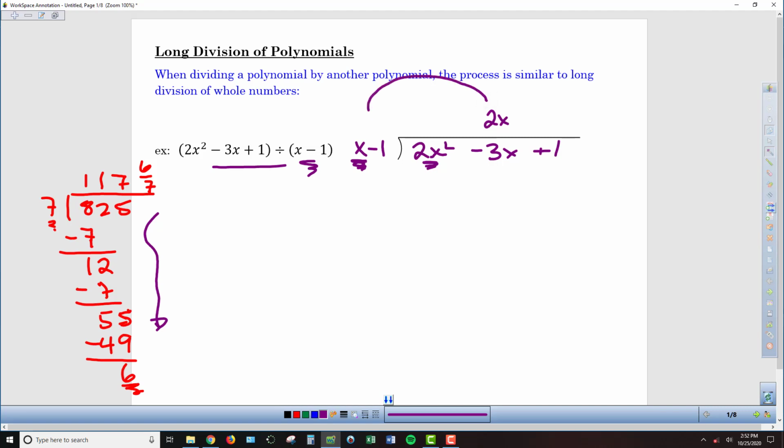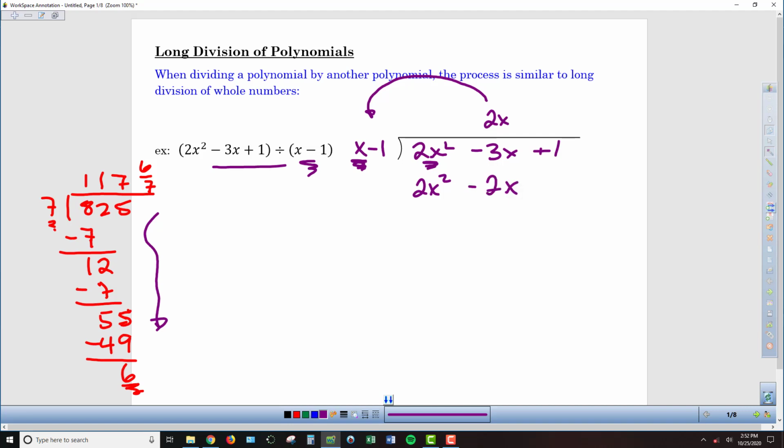So I'm going to take this 2x and I'm going to multiply it times the x minus 1. And this is what I mean by the minus 1 being along for the ride. Even though it didn't factor into my division step, I'm going to multiply it by the 2x just like I'm going to multiply the x by the 2x. So it's basically a little distributive property. So 2x times x is 2x squared, and that will always be the same. That will always be a match. And then the second part, 2x times negative 1 is negative 2x.